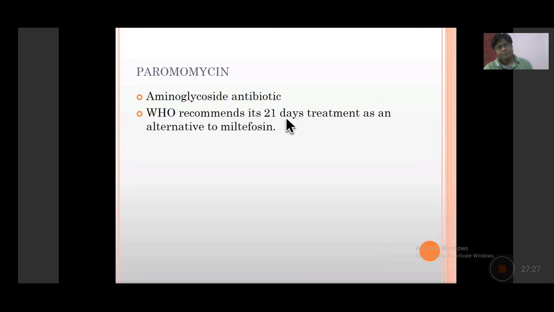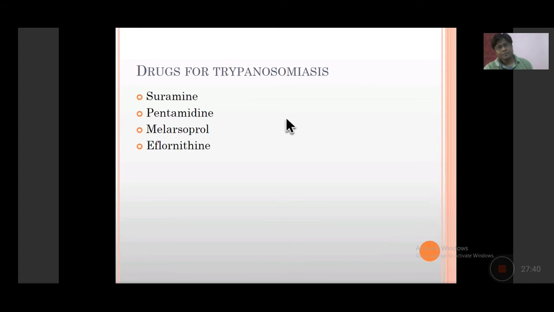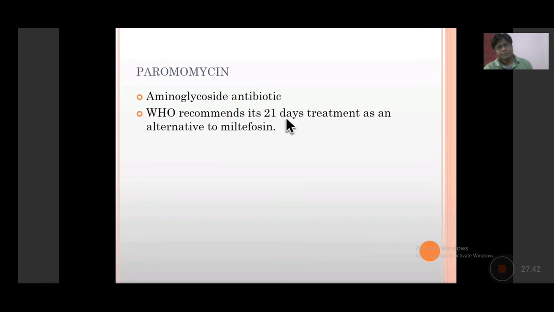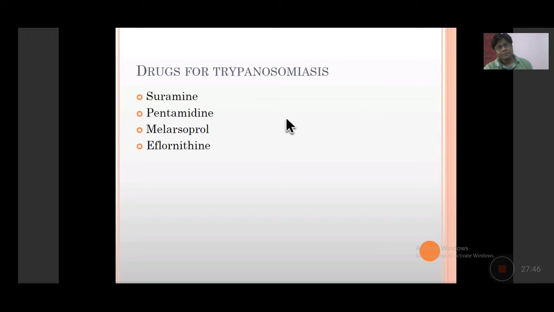Then comes paromomycin, which is an aminoglycoside antibiotic. So the mechanism of action and everything is related to aminoglycosides. And WHO recommends its 21-day treatment as an alternative to miltefosine. So those were the drugs in treatment of leishmania. Then comes trypanosomiasis. These are the four drugs which are used in treatment of trypanosomiasis. This is the last protozoal infection which we are discussing, which will finish our antiamoebic drugs.